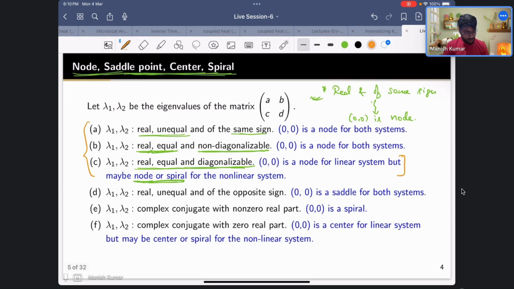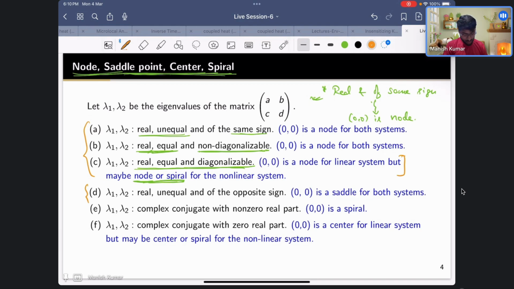Now moving forward, when the eigenvalues are real, unequal but of opposite sign, then we know that for the linear system the equilibrium point 0 0 is a saddle point. The same can be said for the nonlinear system. So we don't have any difference over here, the saddle point remains preserved. For the nonlinear system also it will be a saddle point.